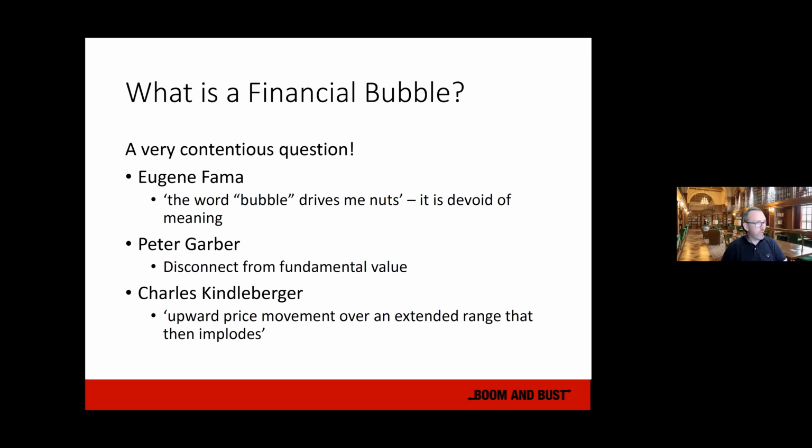So what do we mean by an extended range? Well, several years. What's an upward price movement? Well, for us in our book, it's 100% plus, and followed by an implosion. And for us, that's 50%. And so our definition of a bubble is essentially we follow Kindleberger, but we parameterize it in that fashion.